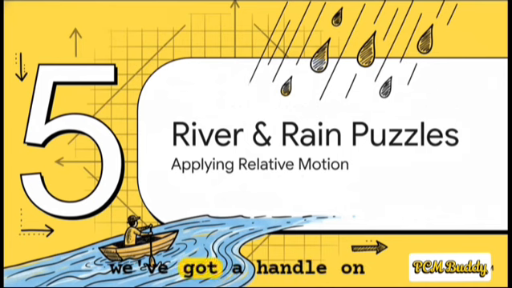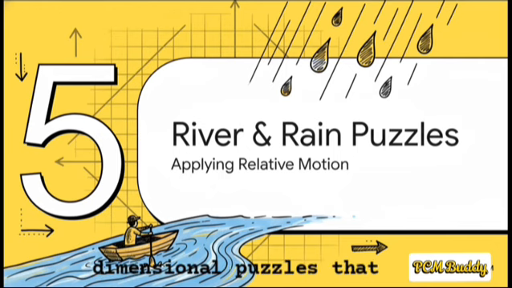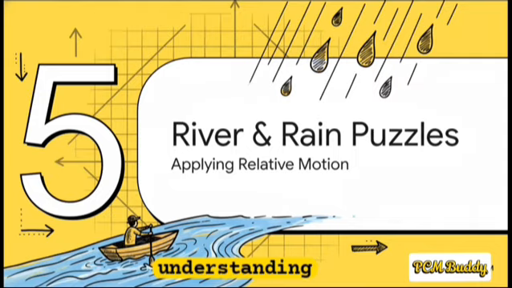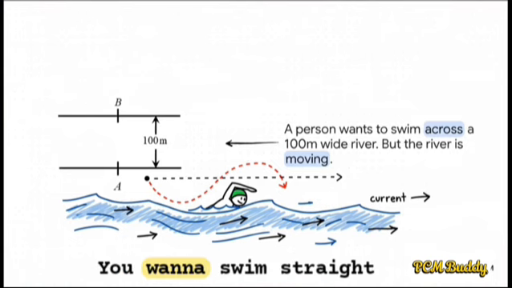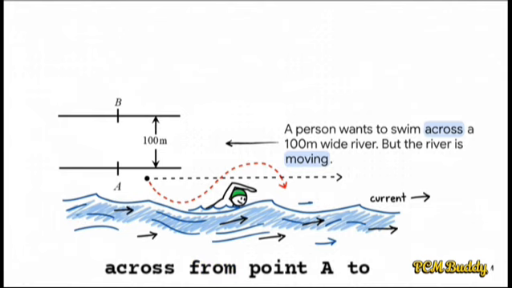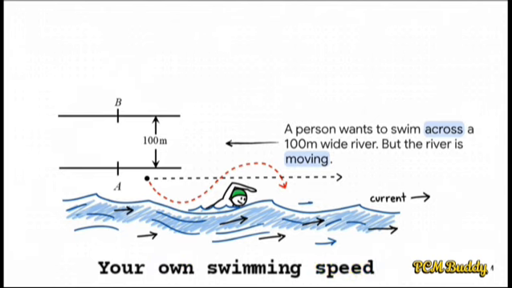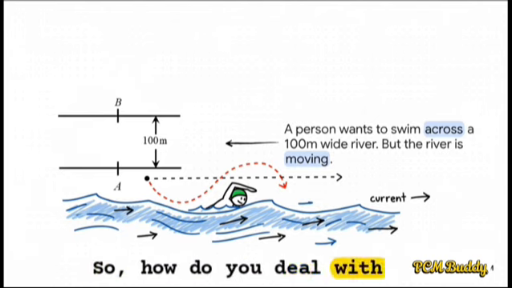All right, so now that we've got a handle on relative velocity, let's take it to the next level and apply it to some of those classic two-dimensional puzzles that physicists just love using to test our understanding. So, picture this. You're standing on the bank of a river. You want to swim straight across from point A to point B. But there's a catch. The river itself is flowing sideways. Your own swimming speed and the river's current are going to combine to create your actual path. So how do you deal with that?